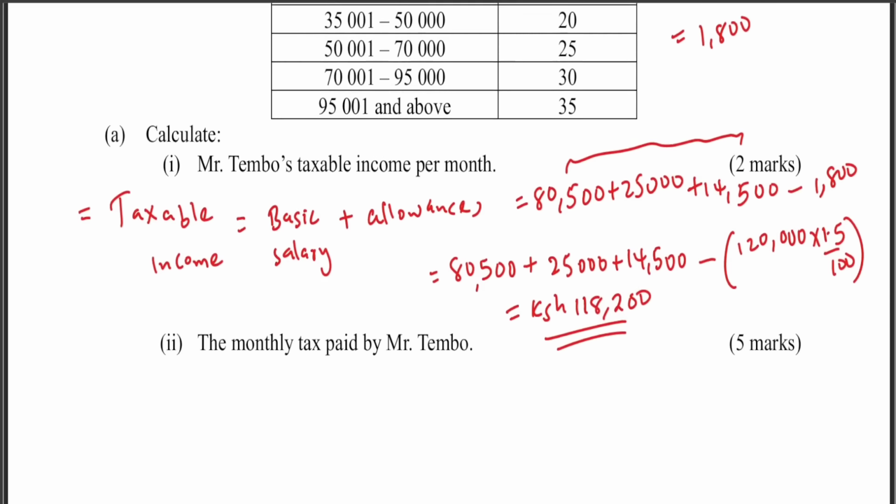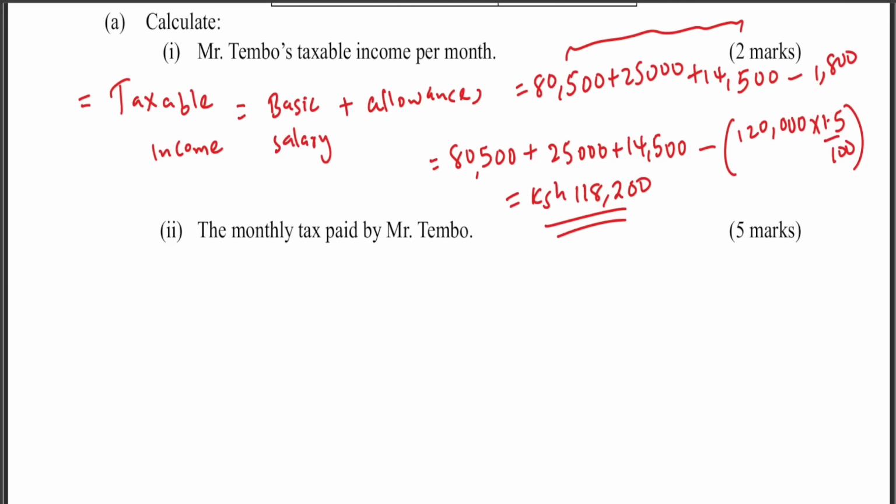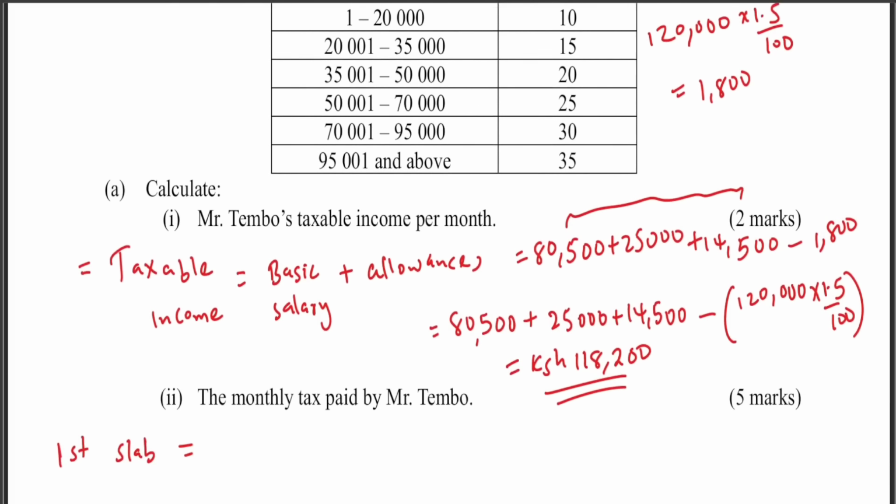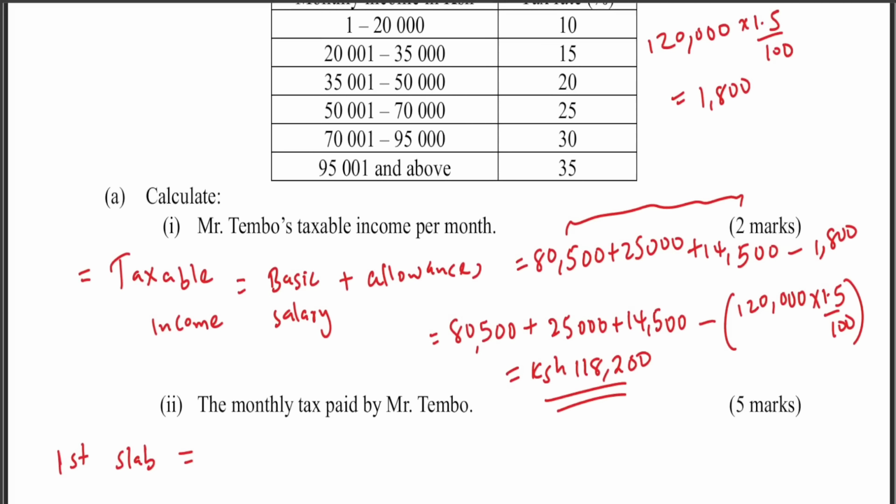Roman 2, the monthly tax paid by Mr. Tembo. The monthly tax is also very easy, so we need to find the slabs. First slab, this is just the monthly income. For the first slab we take the 20,000. Remember this 118,200 will reach above that. So 20,000 times 10% gives you 2,000.